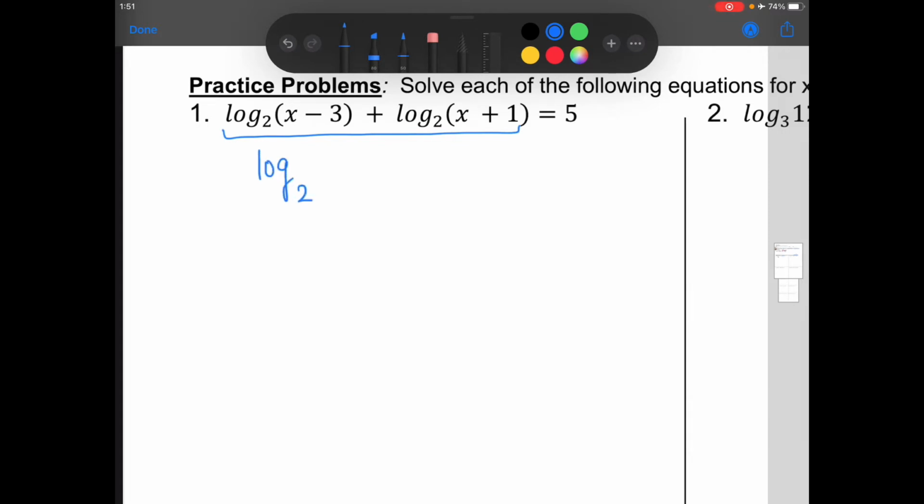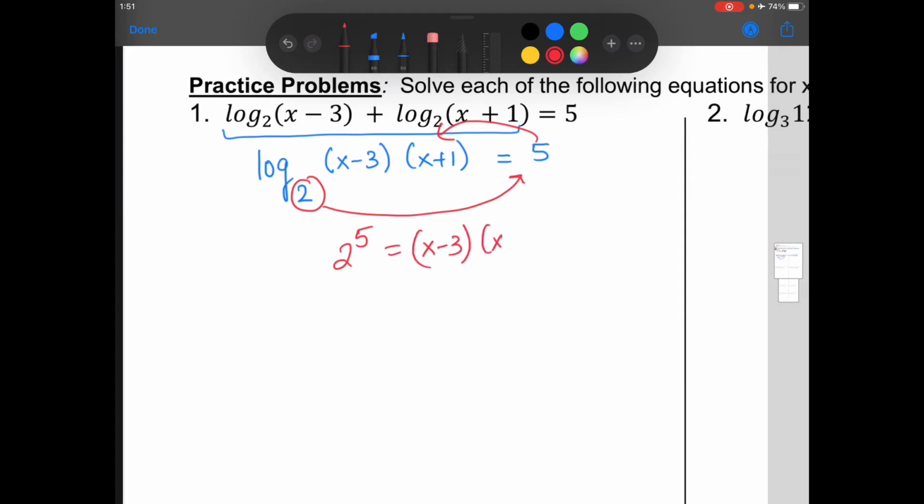Log base 2. What does addition change to? Multiplication. x plus 1 times x minus 3 equals 5. I didn't do anything to my right side. Now it turned into just one log equation. How do you solve one log equations? By converting them into exponential form. So circle the base, run the race. So it'll be 2 to the 5th equals, and I'm going to multiply these two out. Let's write it and then we'll multiply in the next step.